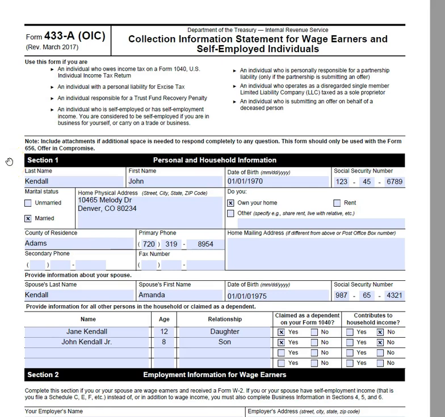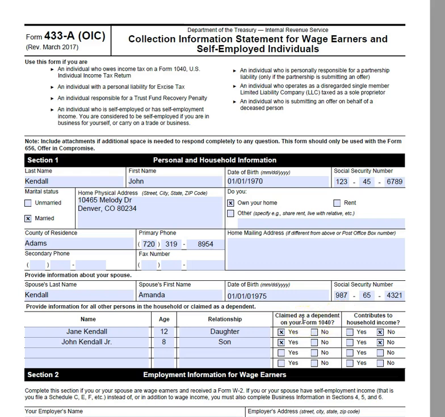Section 1 is going to be your basic personal and household information. So you're going to put in your information, your spouse's information, address, whether or not you're married or unmarried, if you own your home or rent it, or if you have a different living situation, you'd put that here in the other. Going to put in your children's names, ages, and relationships. And then there's 2 boxes over here.